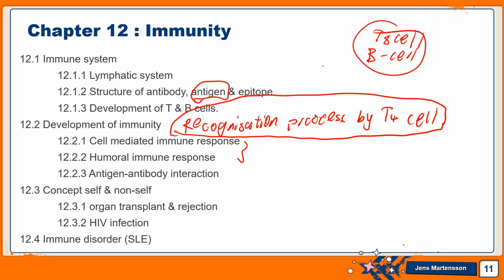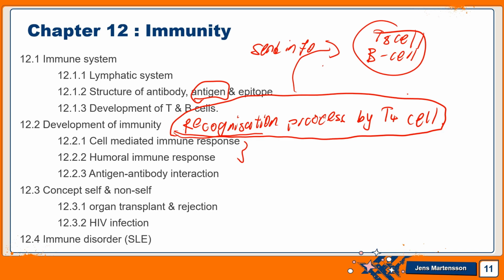If in our body, Th cell and B cell do not have the information about the antigen or pathogen, they cannot fight against the antigen and pathogen. So the process by T4 cell is very important. It must happen first, and then it sends the information to Th cell and B cell, and only then will they carry out the immune response.